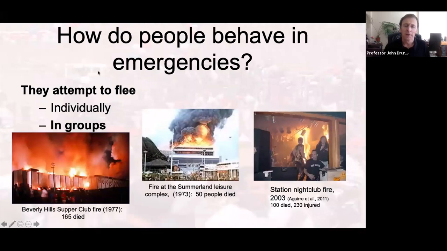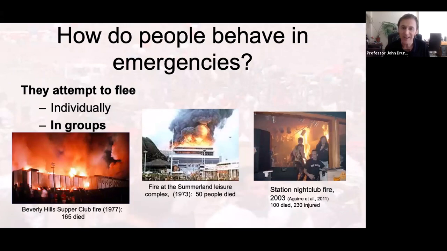So we know that people delay their evacuation, but we know they attempt to flee. And they attempt to flee sometimes as individuals, but they very often attempt to evacuate in their groups. And I've got some examples on the slide there.